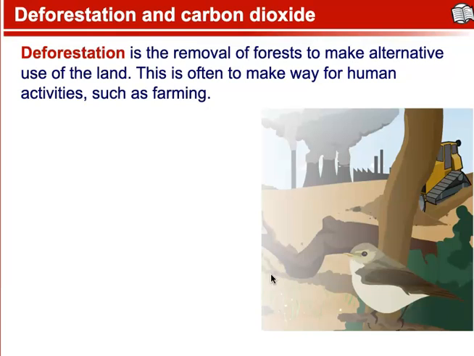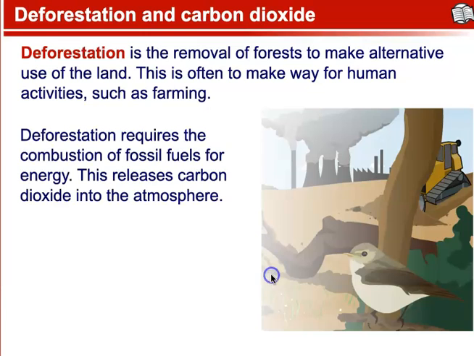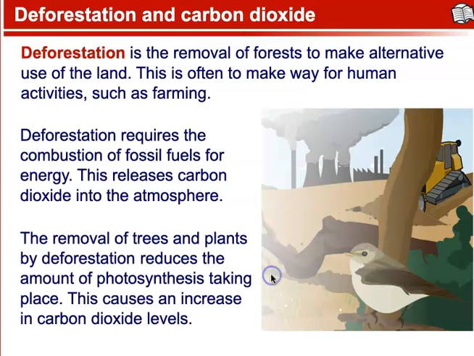Deforestation and carbon dioxide. Deforestation is the removal of forests to make alternative use of the land. This is often to make way for human activities such as farming. Deforestation requires the combustion of fossil fuels for energy. This releases carbon dioxide into the atmosphere. The removal of trees and plants by deforestation reduces the amount of photosynthesis taking place. This causes an increase in carbon dioxide levels.